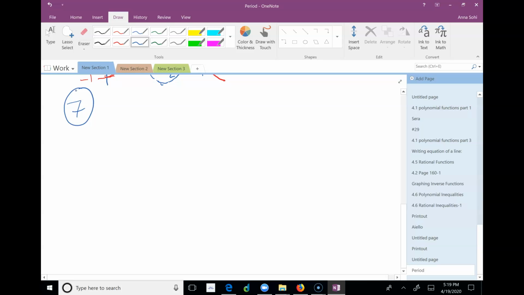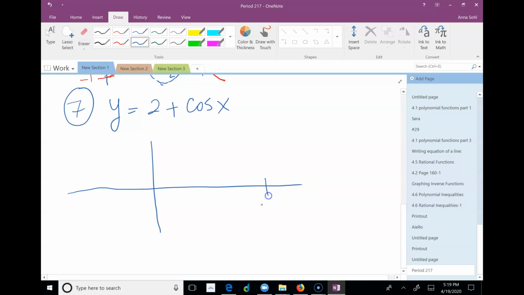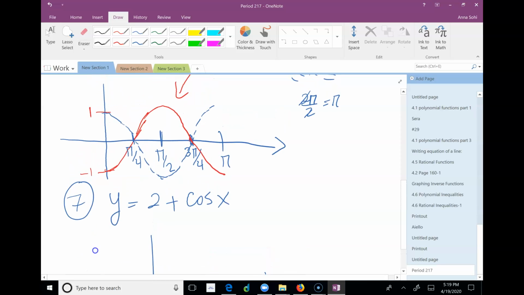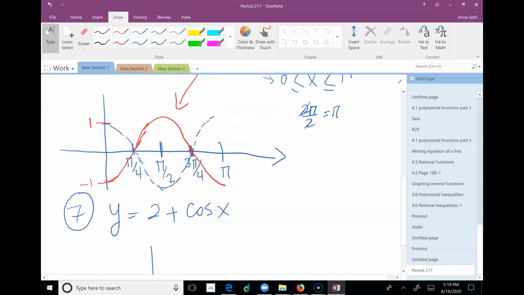Number 7. It says y equals 2 plus cosine x. This is just the regular cosine function being moved up, so the period is 2 pi. Again, remember, even for the last question, if you want to go over 2 periods, you would continue. So let me continue in case you didn't know how to do it.